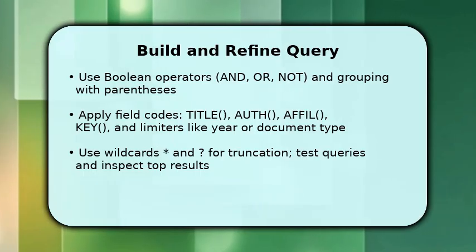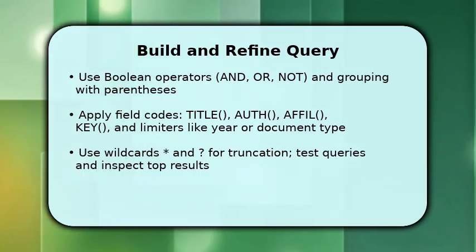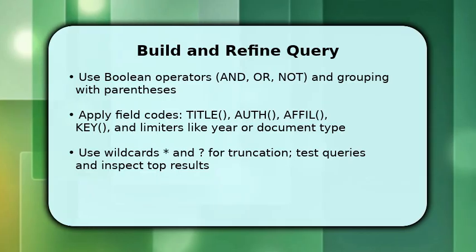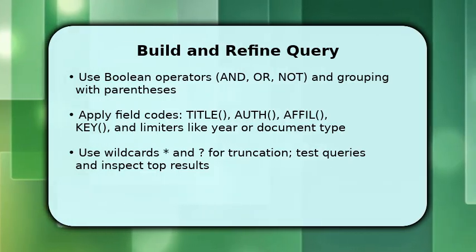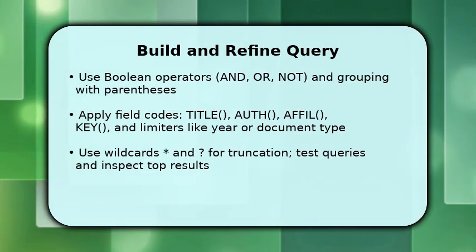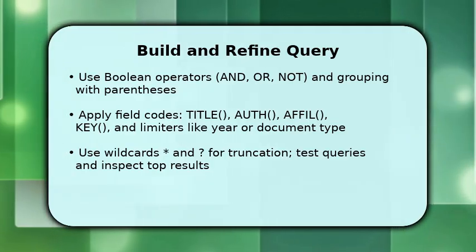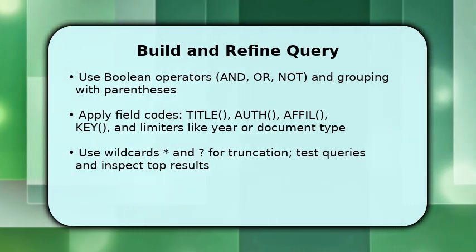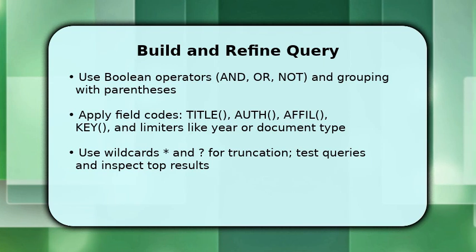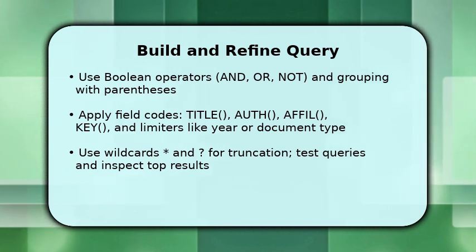This reduces noise. Add wildcards such as asterisk or question mark to capture variants and apply filters for years, subject area, or document type. Once you run a draft search, scan the top 10 results to spot missing synonyms or irrelevant hits and adjust. Finish by reviewing, saving, and exporting your findings.